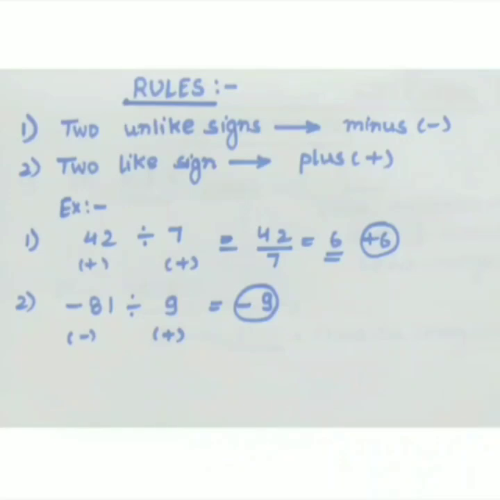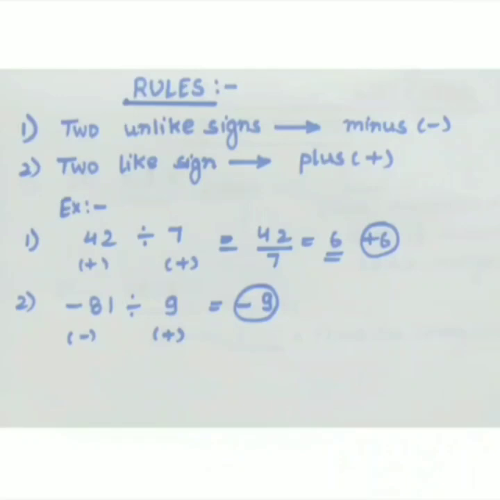Let's take an example. Number 1, 42 divided by 7. 42 is a plus integer value and 7 is also a plus integer value. When two like signs are there, they will give a positive integer, that is plus 6. Number 2 example, minus 81 divided by 9. 81 is having a minus sign and 9 is having a positive sign. Two unlike signs will give you a minus integer value. So these are the two rules that are applicable in the case of division of integers.